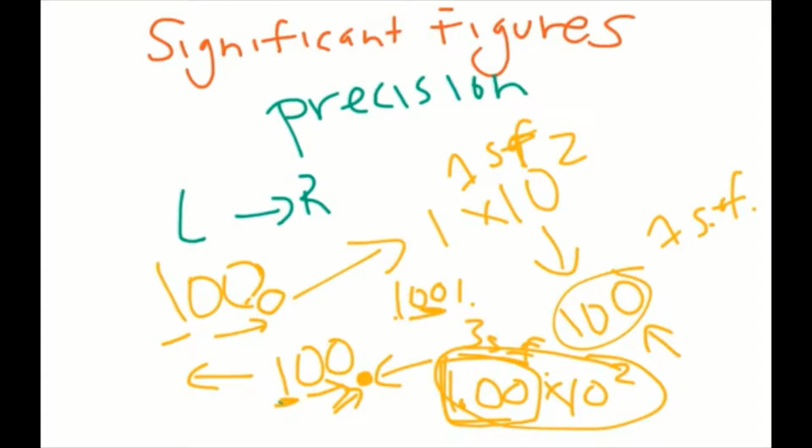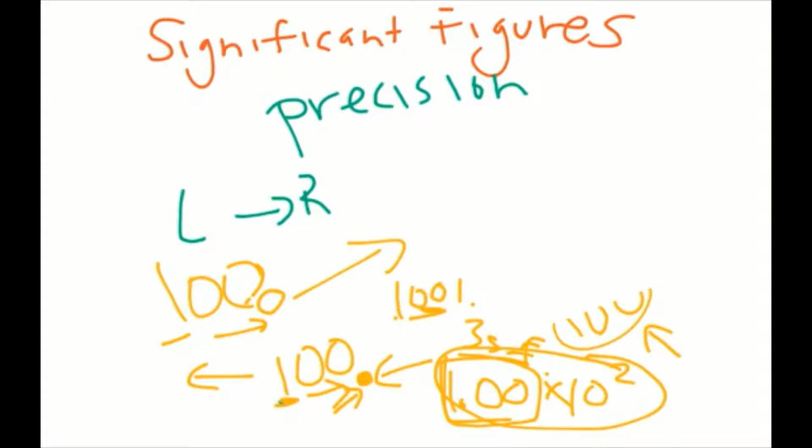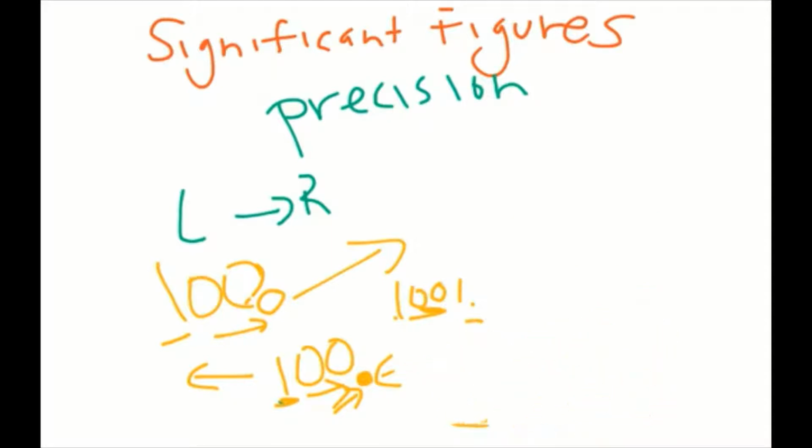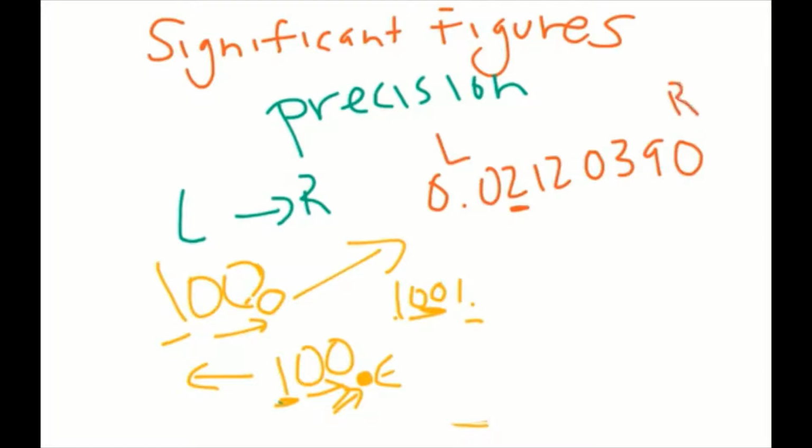So let's do one example. So let me erase a part of the screen so I can write that down. Let's look at this number, 0.0212039. Just a random example I made up. Well, how many significant figures are there? Well, let's start counting at the first non-zero number from left to right. So 2 is the first number we count, and then we move all the way to 0 at the end.